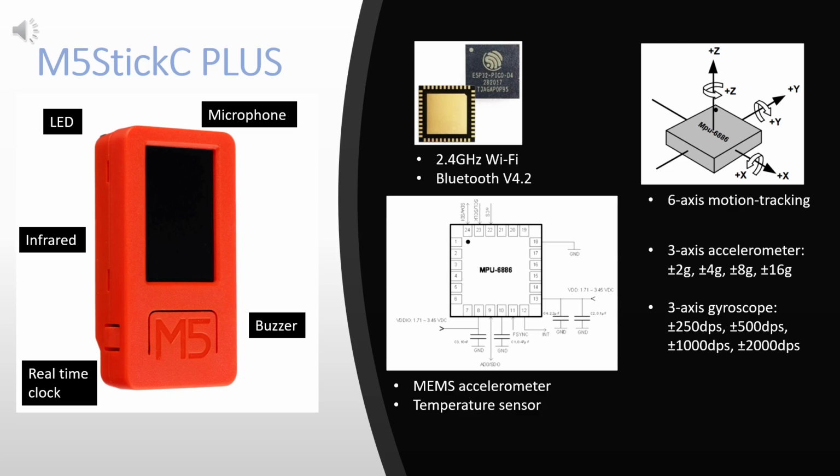The MPU6886 is a 6-axis motion tracking device with a combination of a 3-axis accelerometer and a 3-axis gyroscope. The MPU6886 also has a temperature sensor capable of detecting temperature between -40 degrees and 85 degrees. The accelerometer used is the micro-electromechanical system. It has a low cost and is small in size. However, it has a low accuracy compared to accelerometers such as piezoelectric and piezoresistive.